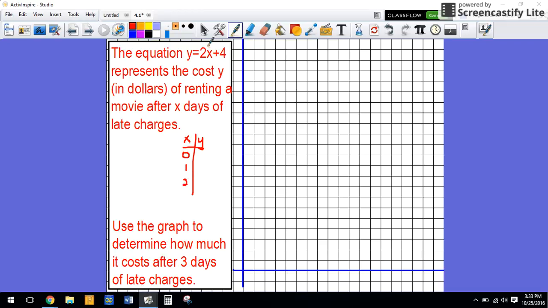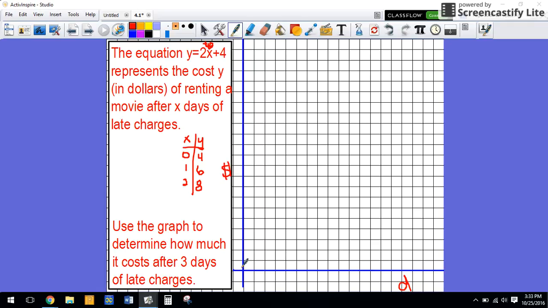So let's plug 0 into our equation. 0 times 2 plus 4 is 4. 1 times 2 is 2, plus 4 is 6. And 2 times 2 plus 4 is 8. So let's go ahead and make sure we label our axes. So this one is going to be days, and this one is going to be dollars.